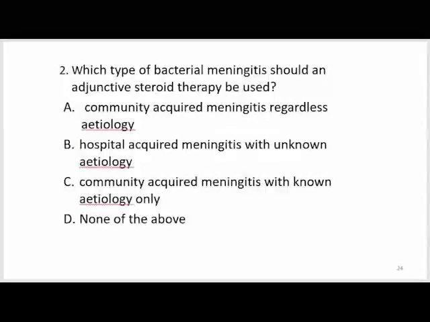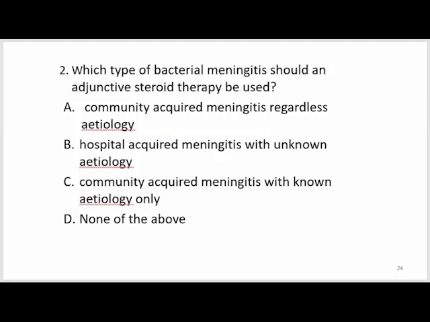In which type of bacterial meningitis should adjunctive steroid therapy be used? A. Community acquired meningitis regardless of etiology. True. Meaning the rest are false.